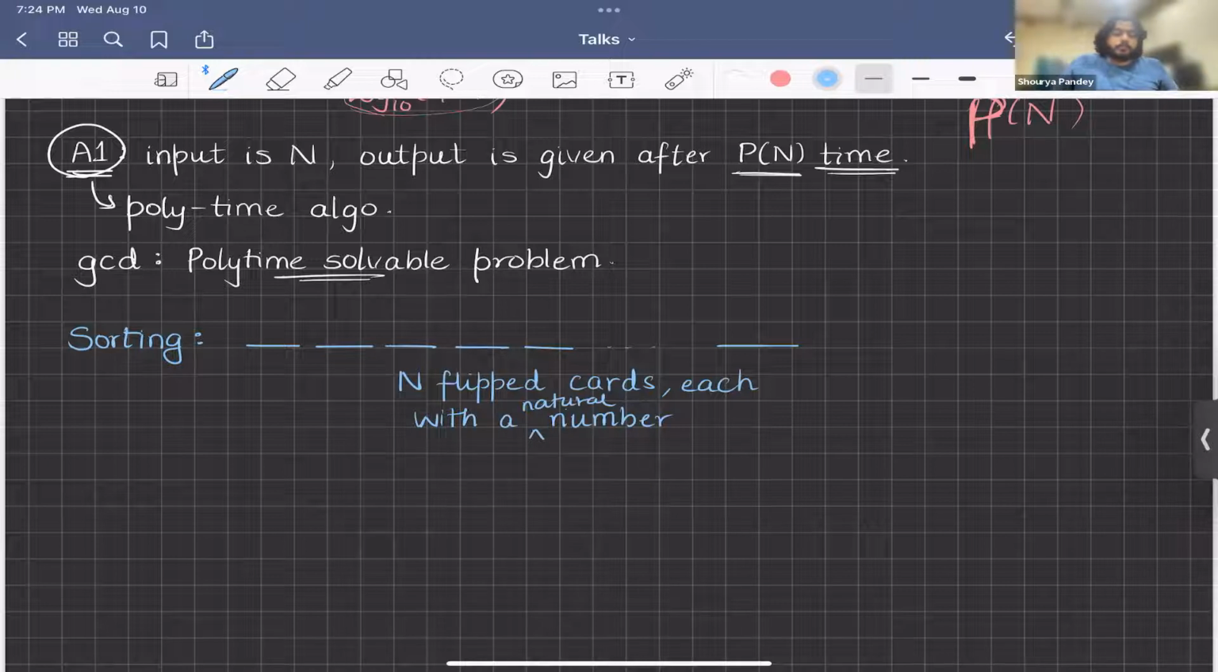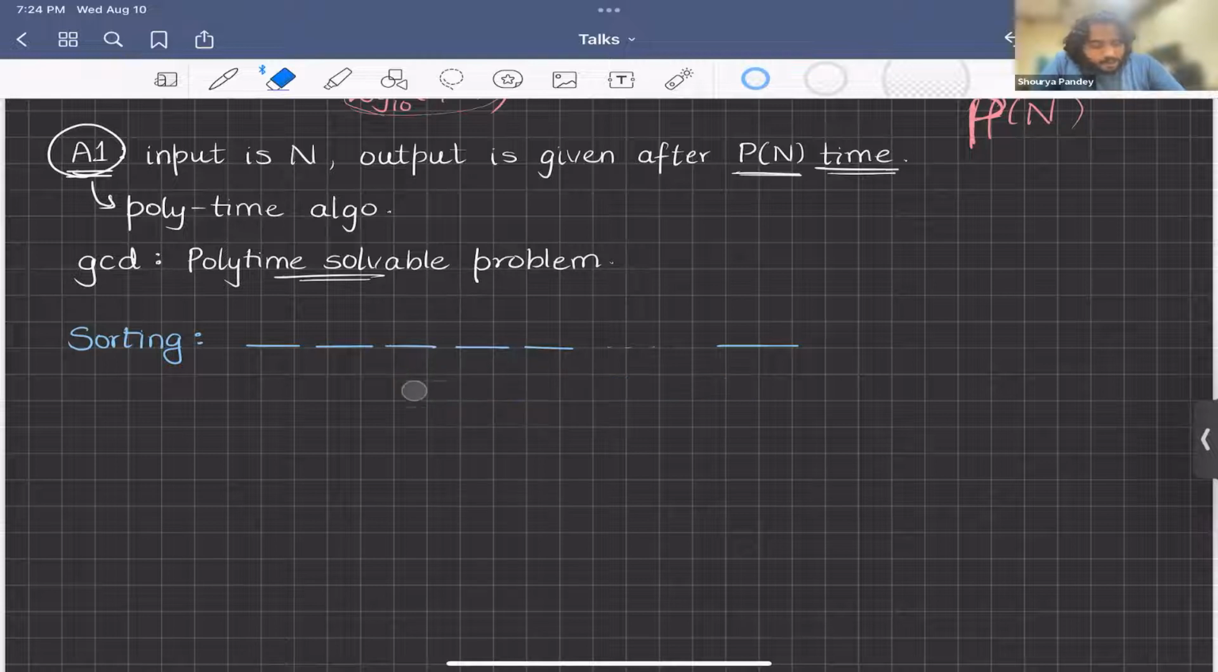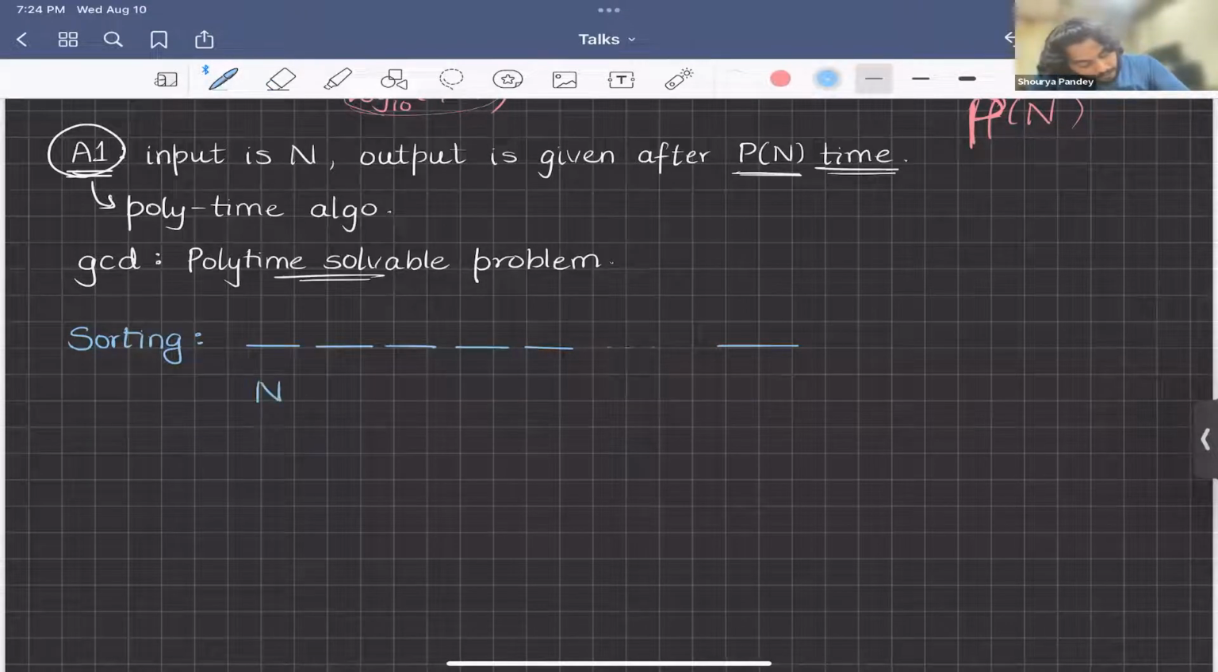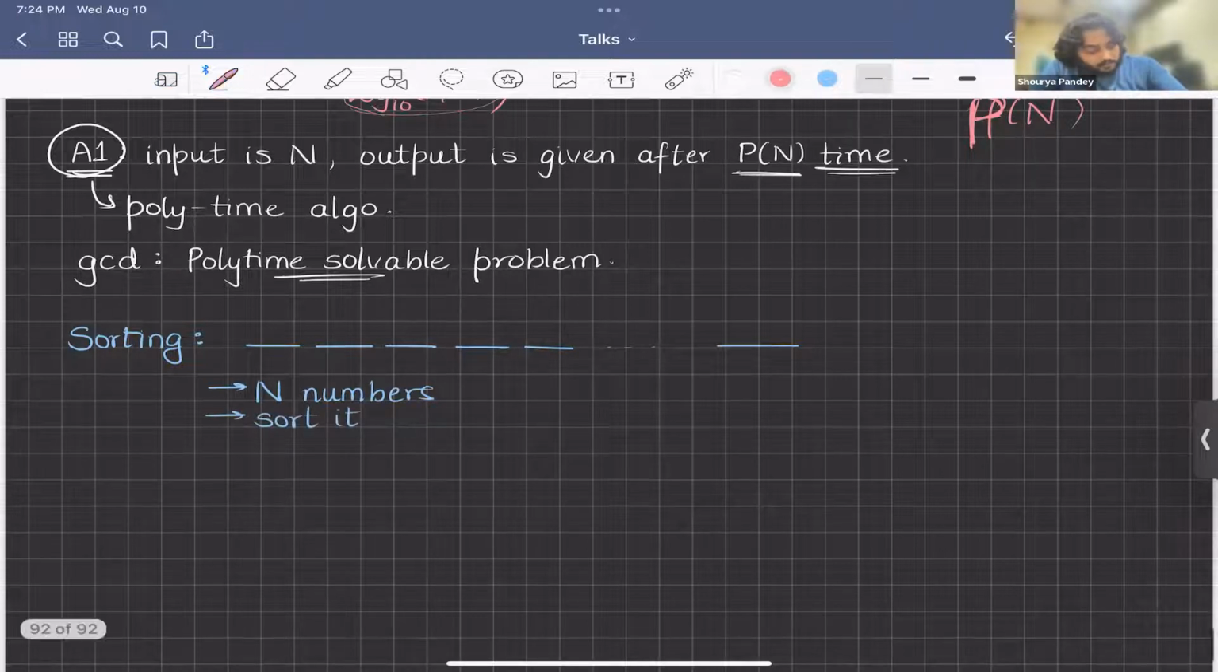What you're allowed to do is pick up any card. Actually, I don't think I need face down. Let me just simplify the problem. You have just n numbers, and you have to sort them. They're written in this manner, let's say 4, 3, 8, 7, minus 1, minus 2. And then you want to rearrange them in a sorted order. And so this is polynomial time in the input size.